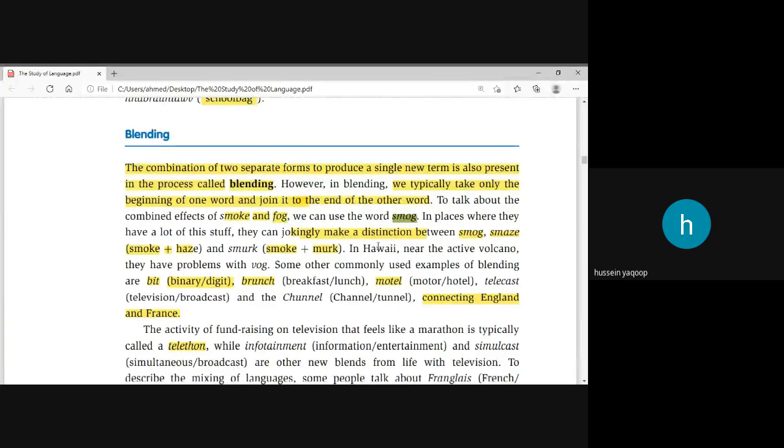So this is a new invented word, a new blended word. This word originally comes from where? From the two words: the beginning of smoke, SM, and the end of the word fog. All these four letters are combined together to produce smog.